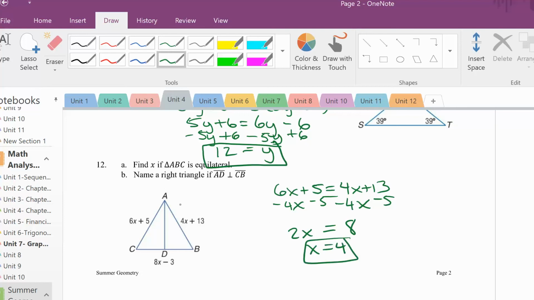Then the second part is name a right triangle if AD is perpendicular to CB, which means these are right angles. So the right triangles, you could say triangle ADC, or you could say triangle ADB. Either one of them would be a right triangle.